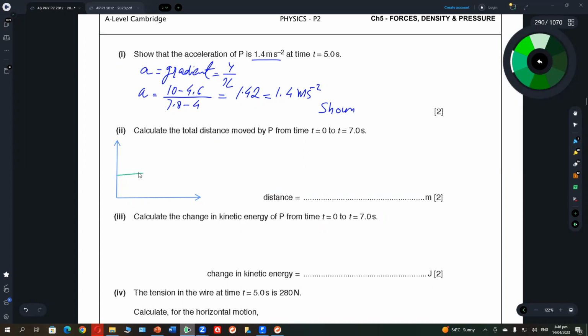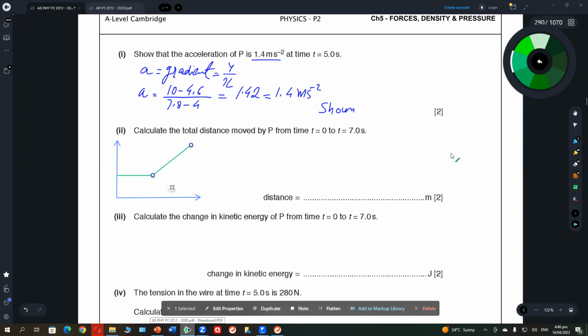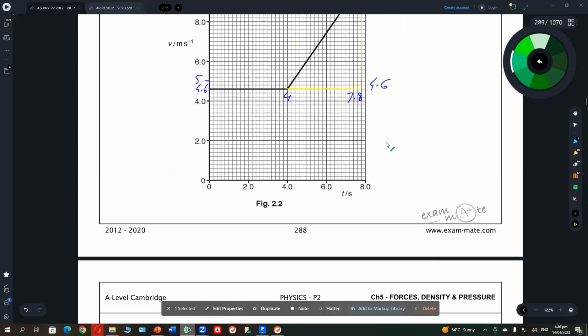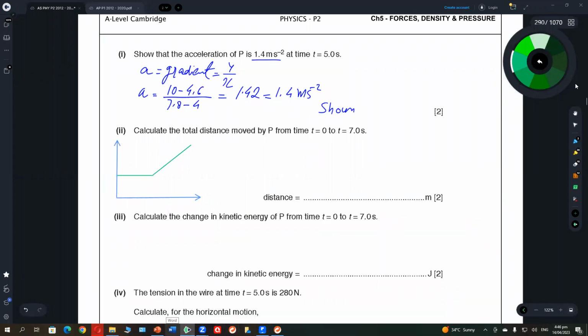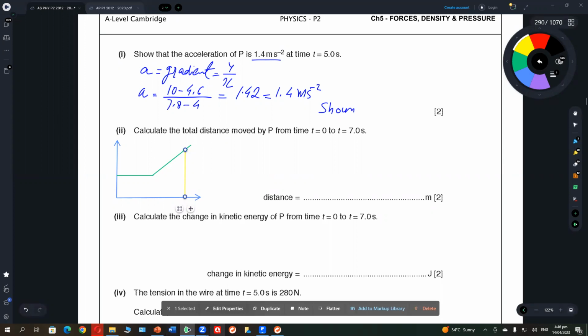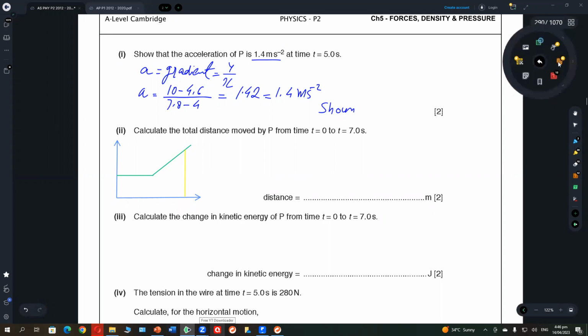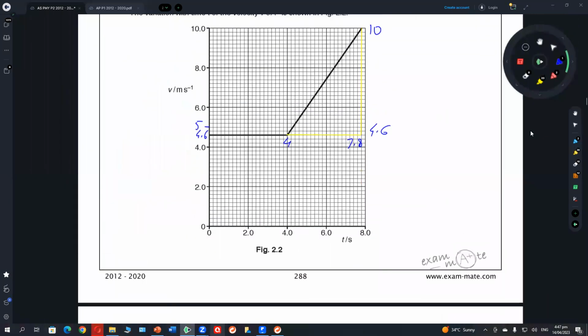Initially, it is a straight line, and then it's going up. We need to find the area till 7. So I made a rough diagram here because that diagram is already used much. If I take 7, 0, and it's 4.6 and 10.